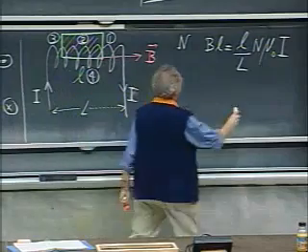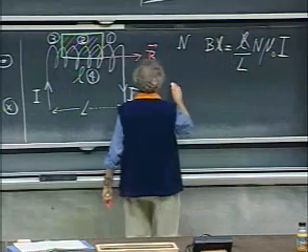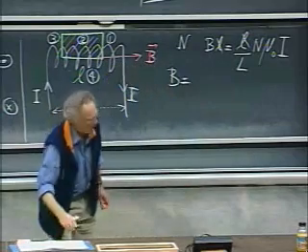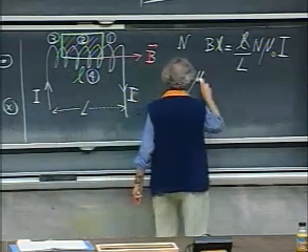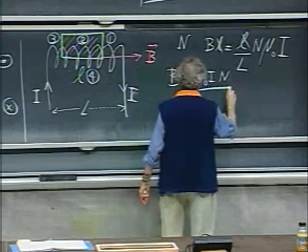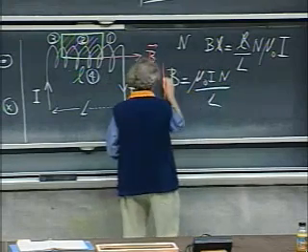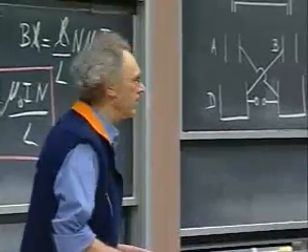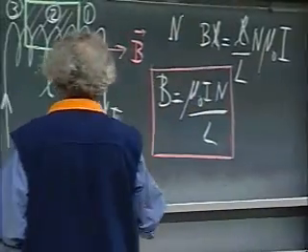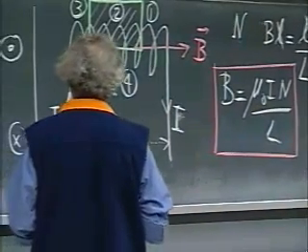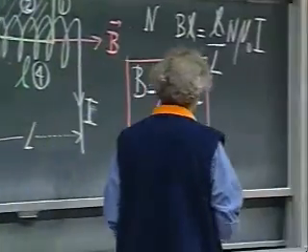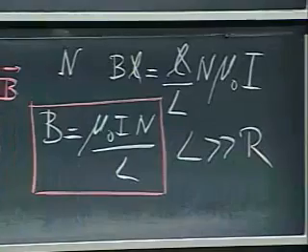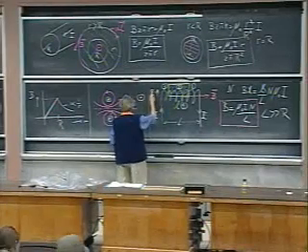And so what you see now is that B equals mu 0 times I times n divided by L. And so that is our prediction for approximately constant magnetic field inside a solenoid. And this actually is a very good approximation as long as L, the length of the solenoid, is substantially larger than the radius of the solenoid. The radius would be the radius of these loops.